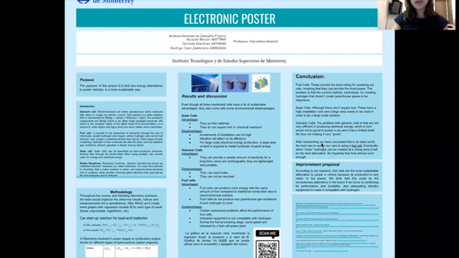And to understand a little bit more about redox reactions, they involve electron transfers. And well, the redox reaction happens when one molecule loses electrons, then it is oxidized, while another molecule gains electrons, then it is reduced.